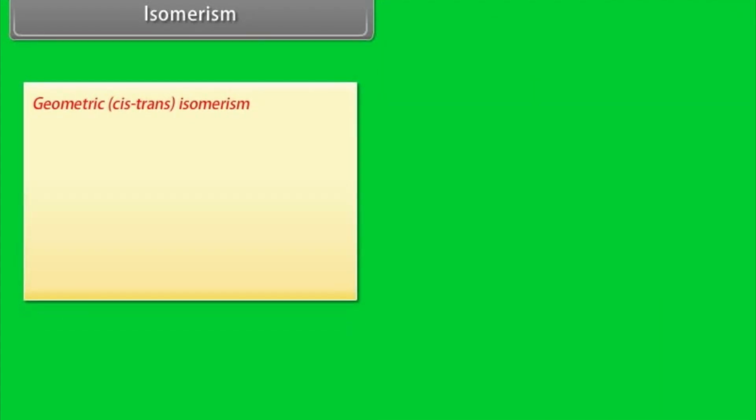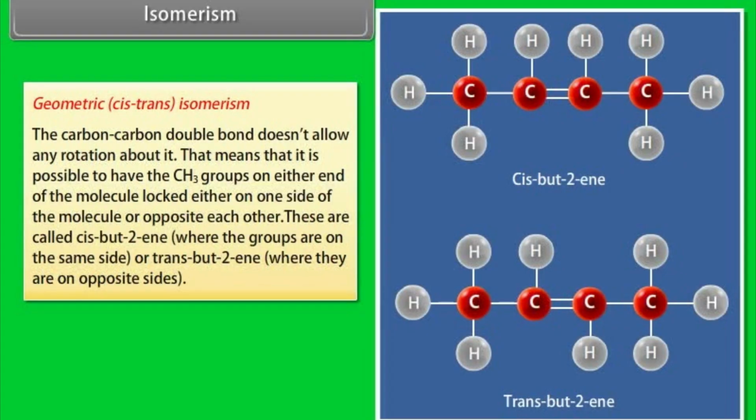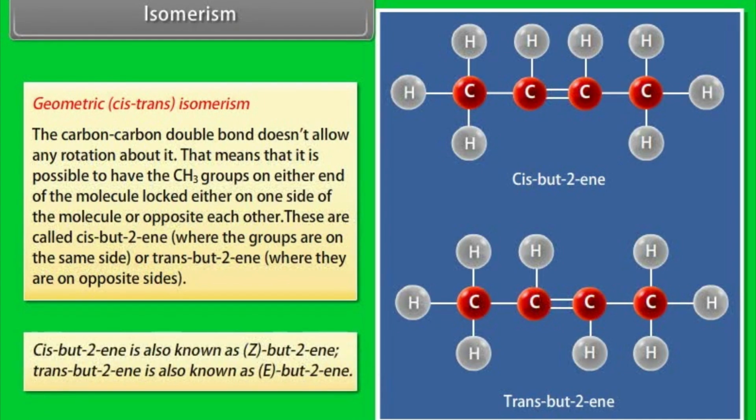Geometric cis-trans isomerism. The carbon-carbon double bond doesn't allow any rotation about it. That means that it is possible to have the CH3 groups on either end of the molecule locked either on one side of the molecule or opposite each other. These are called cis-but-2-ene, where the groups are on the same side, or trans-but-2-ene, where they are on the opposite sides. Cis-but-2-ene is also known as Z-but-2-ene. Trans-but-2-ene is also known as E-but-2-ene.